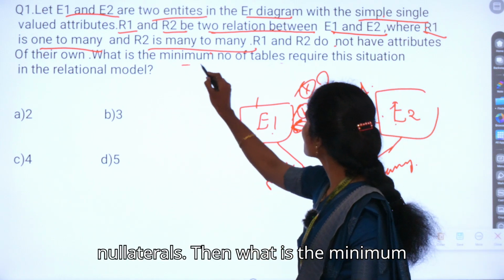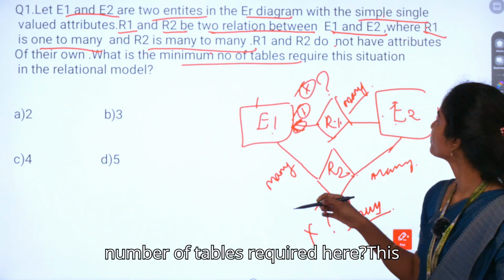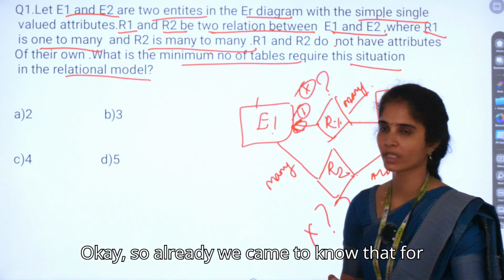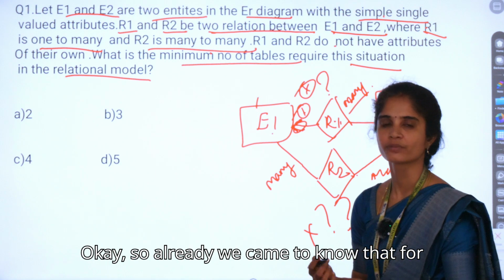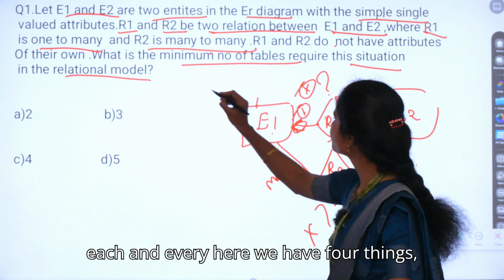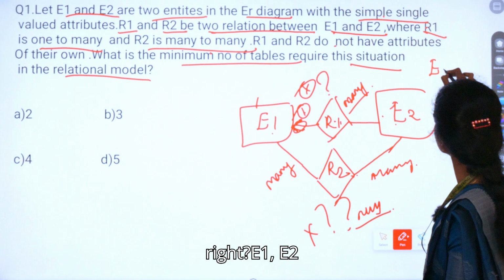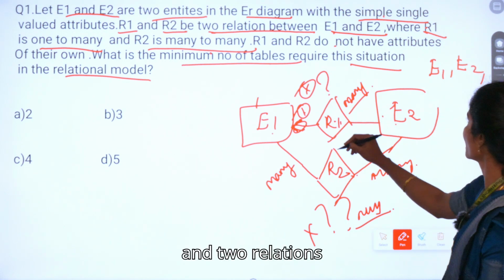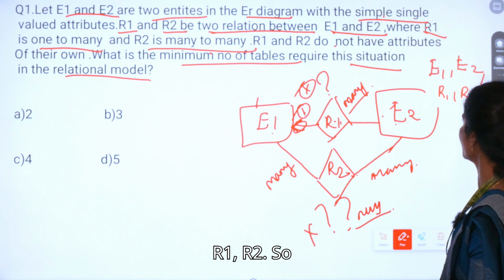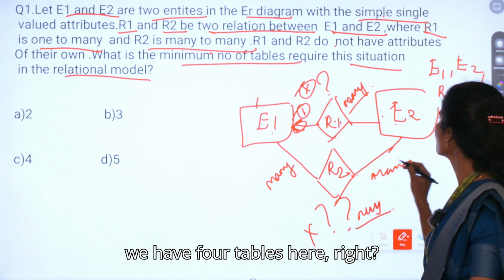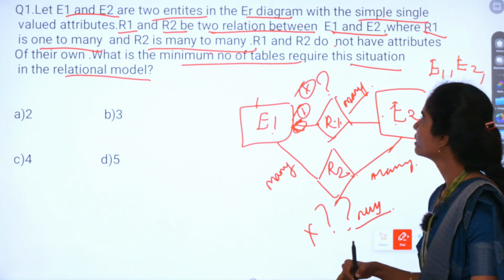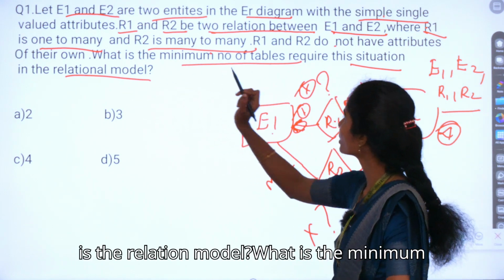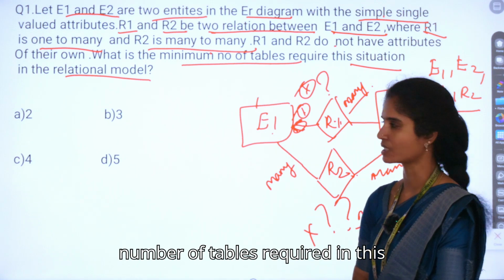Then what is the minimum number of tables required here? In this situation, what is the relational model? Already we came to know that here we have 4 things, right? E1, E2 and 2 relations R1, R2. So we have 4 tables here, right? What is the minimum number of tables required in this situation?